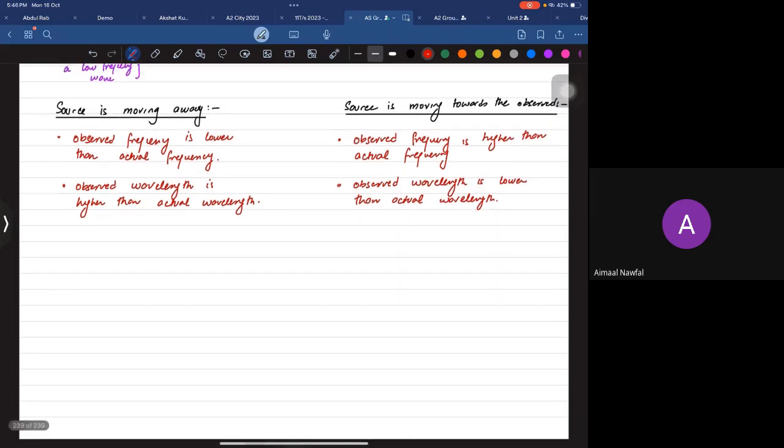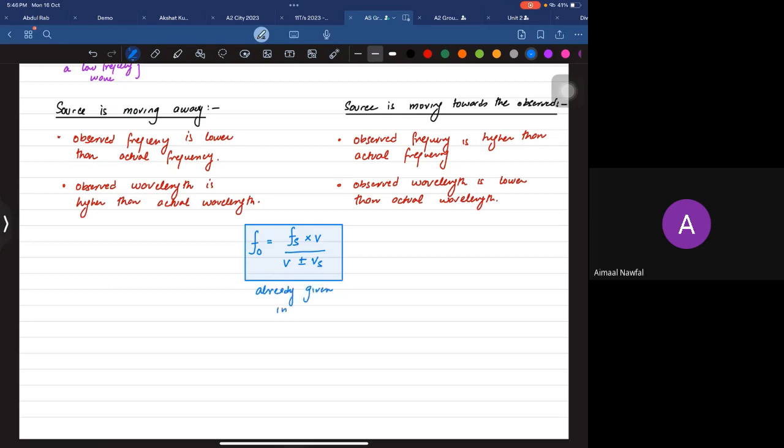Now, the best thing is that the formula for this is already given in the exam. The formulas in the data sheet will be given like this: F naught equals Fs times V over V plus minus Vs. So this is the formula for the Doppler effect.